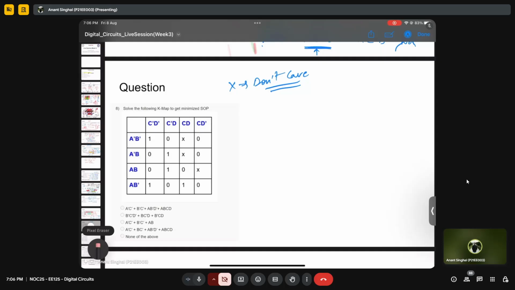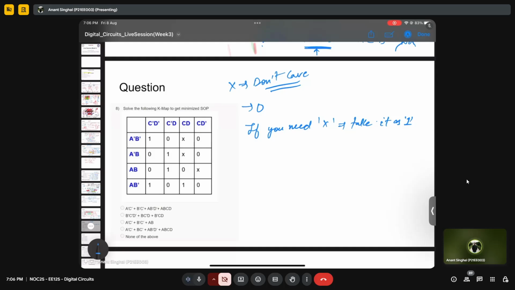Okay, so let me do that. Don't care, let me explain. For don't care, you can take 0 if you don't need it, and if you need x, you can take it as 1. By need x, what I mean is, if you want to make a pair or quad, and there is any one that is lying, you can take that one as x and make it a pair or quad. Otherwise, you just need to keep it as 0.